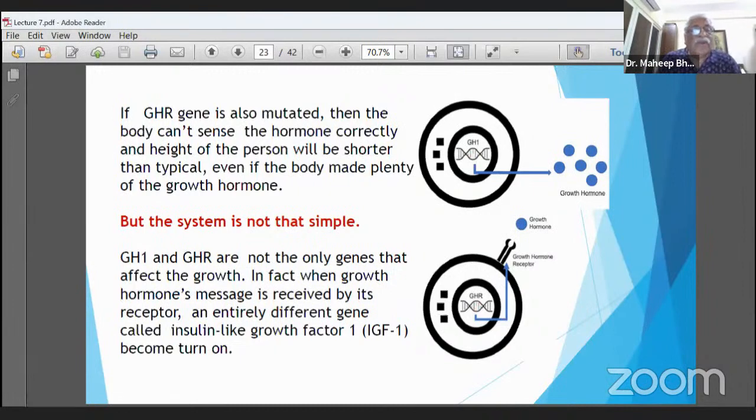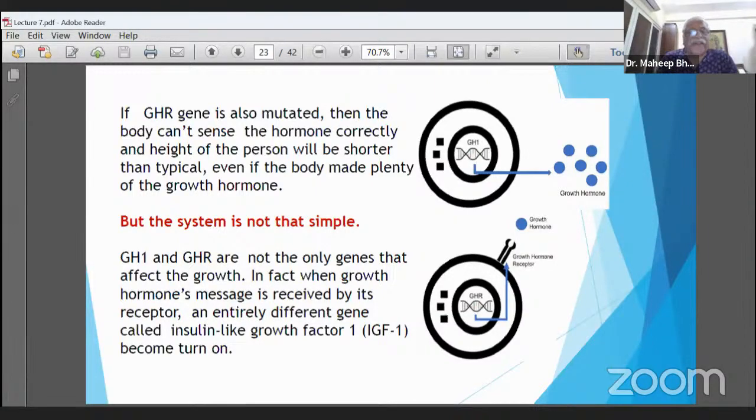In fact, GHR and GH1 are not the only genes that affect growth. There is another hormone connected with the growth hormone receptor, known as insulin-like growth factor, also known as IGF-1. When GH is going to GHR, GHR receives the growth hormone and then activates the cell.